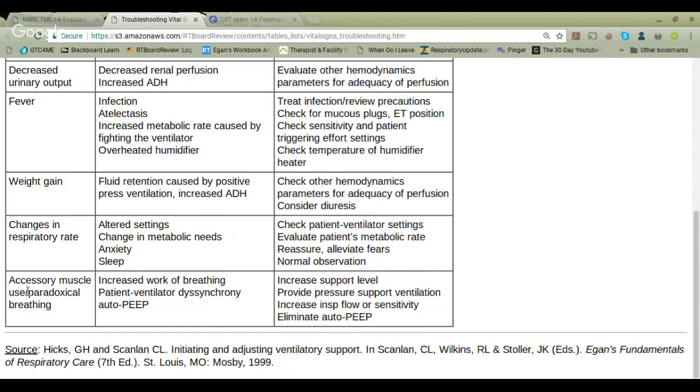Accessory muscle use or paradoxical breathing. Possible cause, increased work of breathing, and ventilator desynchrony could cause that. What you can do, you can increase support level, provide pressure support ventilation, increase inspiratory flow or sensitivity, and eliminate auto PEEP. So that's a good flashcard too.